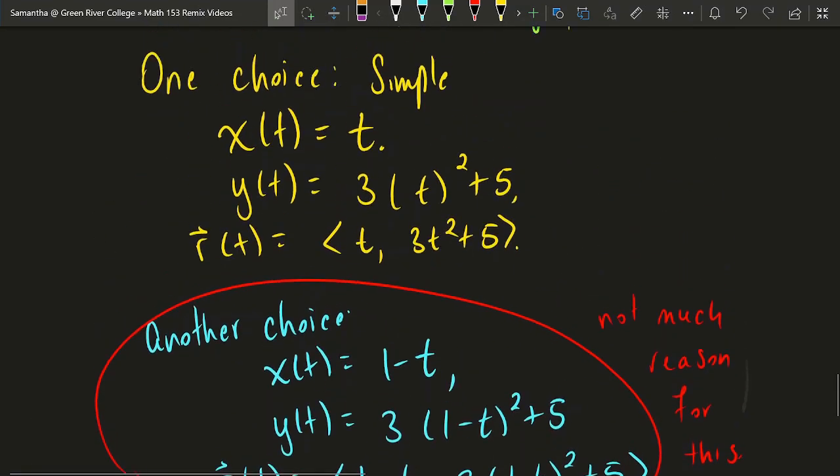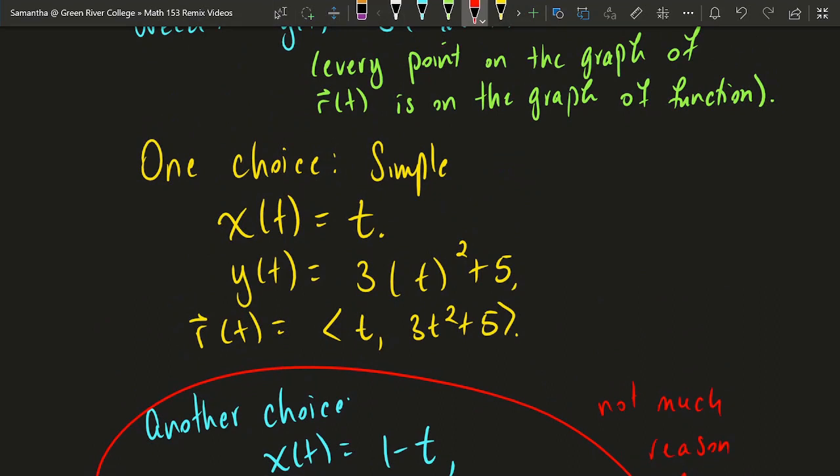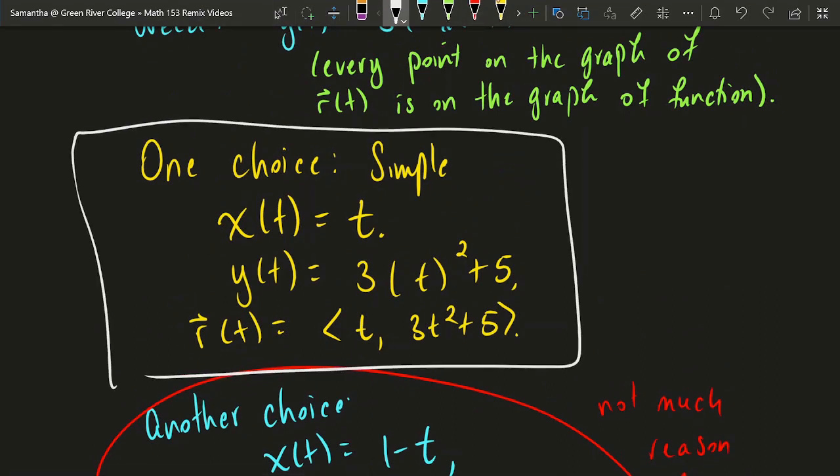In my experience, you can usually go with this nice simple choice, this one here, where the independent variable is just replaced by t, and then the other variable moves to match that.